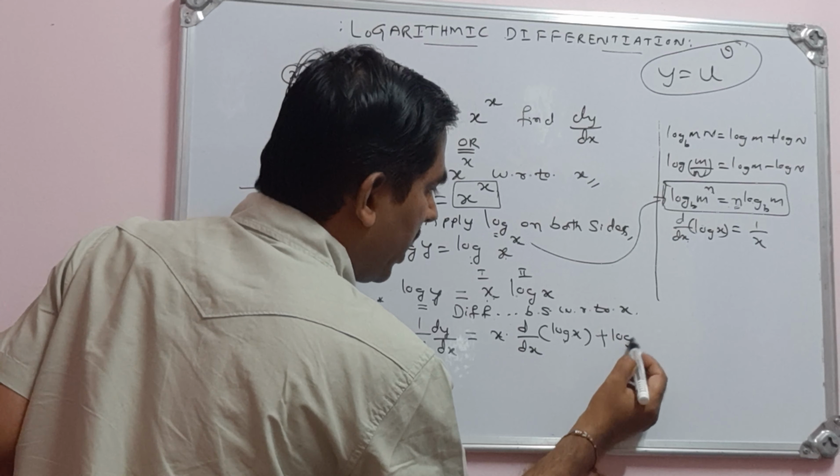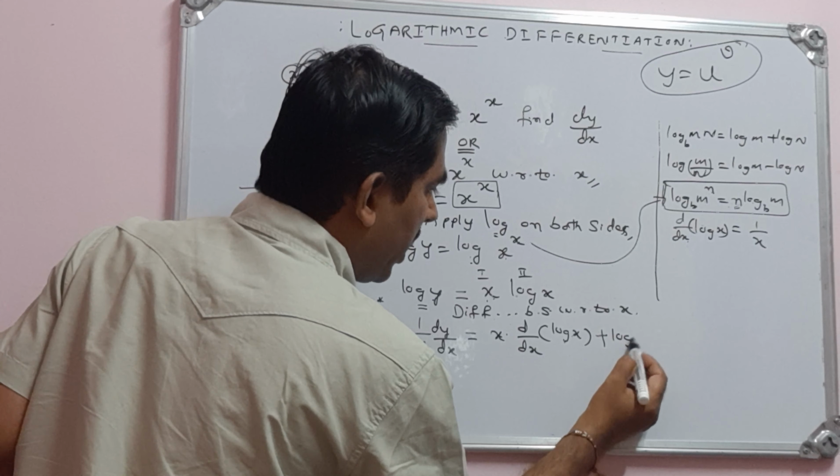See, derivative of x with respect to x is 1. So I will keep the left hand side, 1 by y into dy by dx, as it is. I have written the left hand side as it is. On the right hand side, the x gets cancelled, so I'll get 1 plus log x.